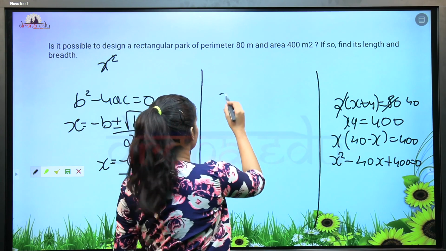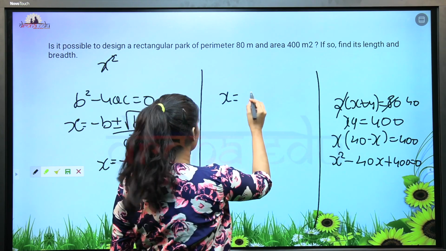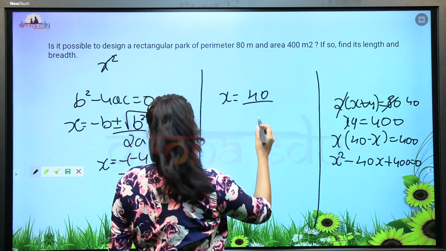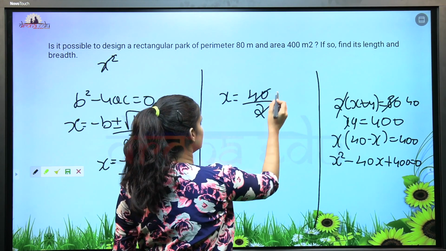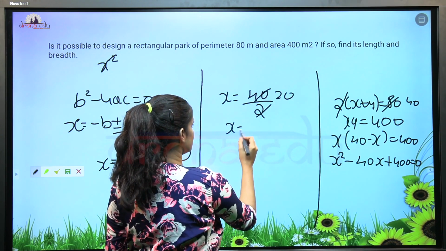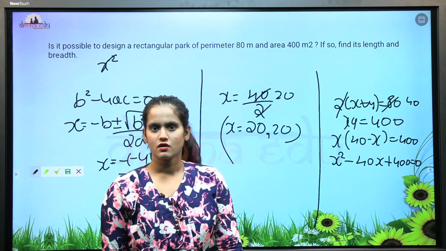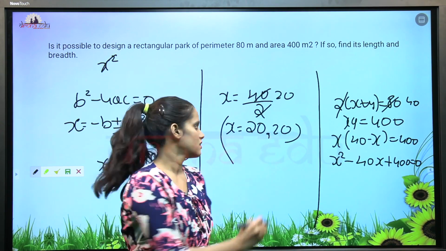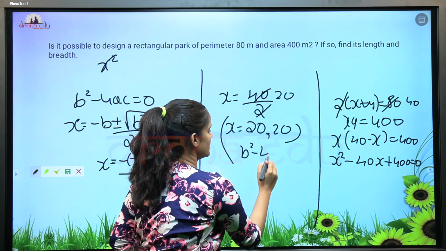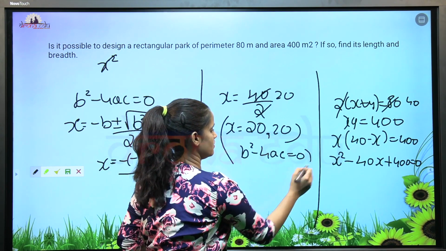I'll get that x is equal to 40 by 2. So x is 20, 20. So we'll be having two equal roots because b square minus 4ac was equal to 0.